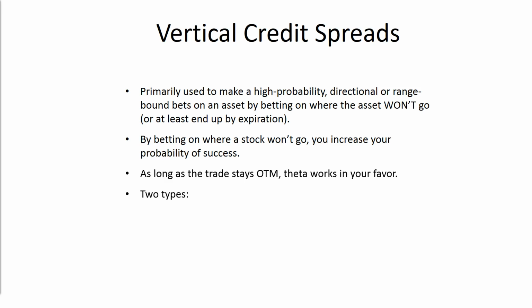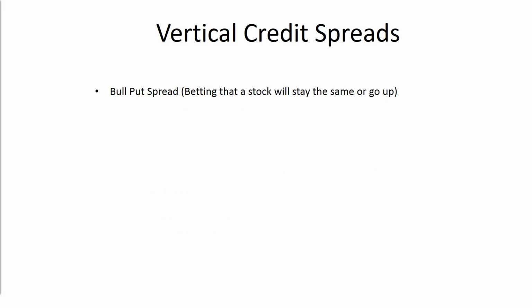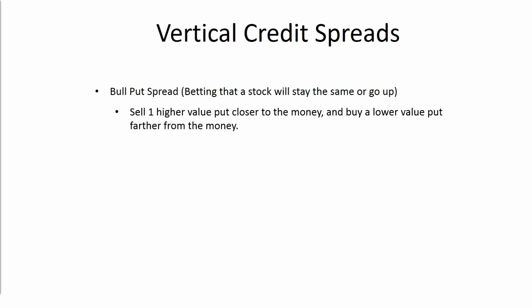Now, like the debit spreads, there are two types of credit spreads. There's the bull put spread and the bear call spread. Let's take a closer look at each. With a bull put spread, we're essentially betting that a stock or asset will stay the same or go up, because we're selling one higher value put closer to the money and buying a lower value put farther from the money. Now we want to sell our spread as far from the money as possible while still being able to collect some decent premium, because the farther our spread is from the money, the higher our chances of success in this trade.